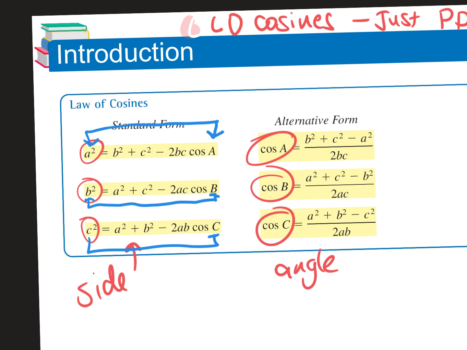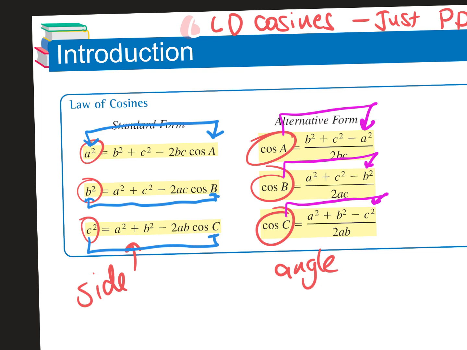Same thing with the angle one. If you're trying to find the angle for A, look, it's the one that you subtract in the formula. If you're looking for the angle of B, it's the one that you subtract. If you're looking for the angle of C, it's the one that you subtract. Does that make sense? You're going to always add two sides and subtract one of them. Whatever angle you're looking for is the side you subtract.